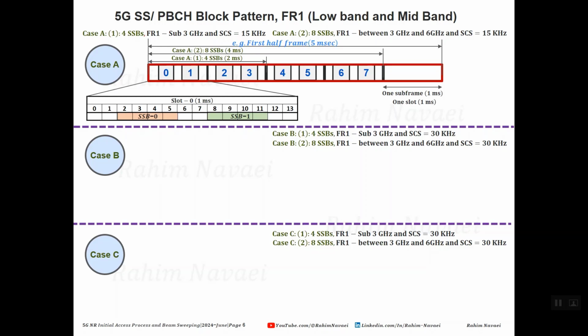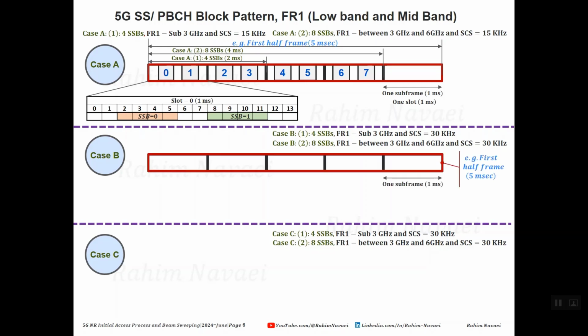SSB pattern B and C are used in frequency range 1, FR1, with a subcarrier spacing of 30 kHz. Same as SSB pattern A, there are 2 cases for both patterns and a maximum of 8 synchronization signal blocks are transmitted within a burst. Only the position of the synchronization signal blocks within a burst are different. First, let's look at SSB pattern B.